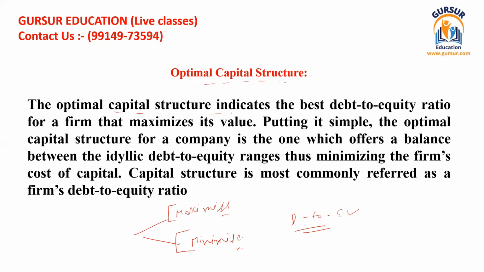So the optimal capital structure indicates the best debt to equity ratio for a firm that maximizes its value. Putting it simply, the optimal capital structure for a company is the one which offers the balance between ideal debt to equity ranges, thus minimizing the firm's cost of capital and maximizing the firm's value. This is all about that.